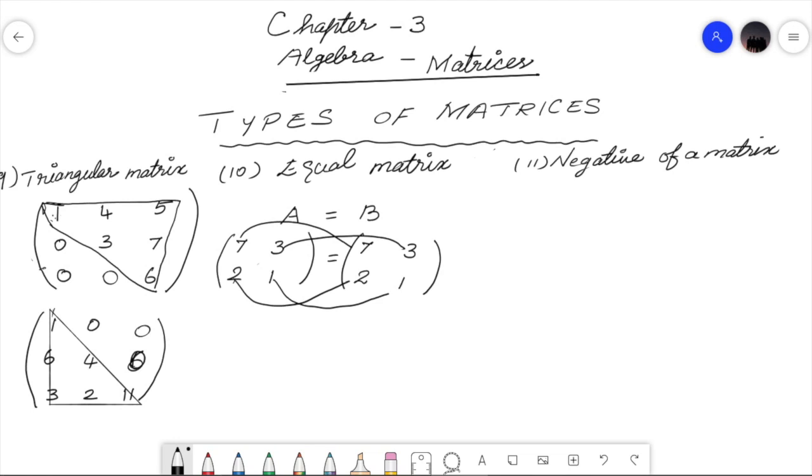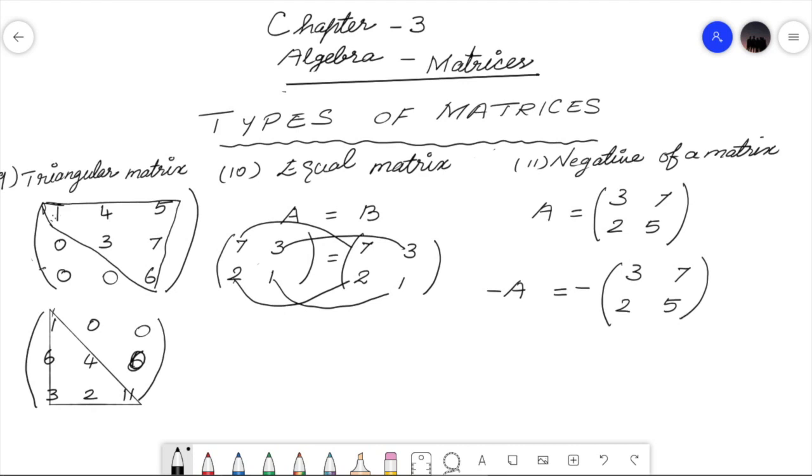And now what about the negative of a matrix? Now you consider matrix A as 3, 7, 2, 5. This is a positive matrix. That is matrix A. A is equal to the matrix 3, 7, 2, 5. Now we have to write the negative of this matrix. That is minus A. So minus A means here also you will get minus, that is 3, 7, 2, 5.